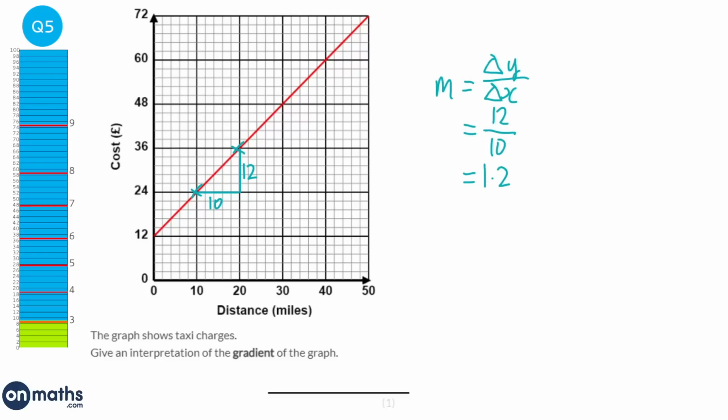So the interpretation that we give for this context, because this is about taxis, is that the taxi will cost £1.20 or 120 pence per 1 unit on the x, per mile. And that's true for the gradient for any context. For every one of this, it's how much the y increases by.